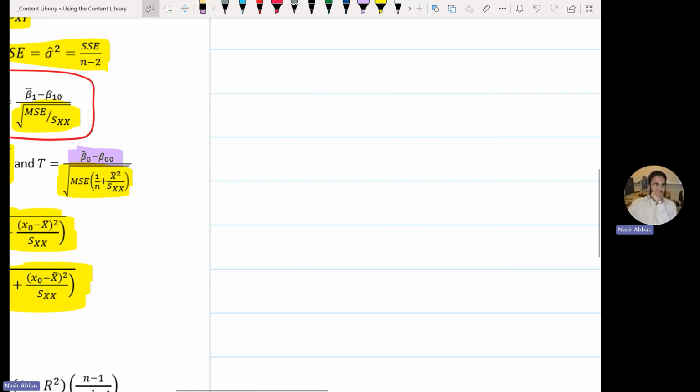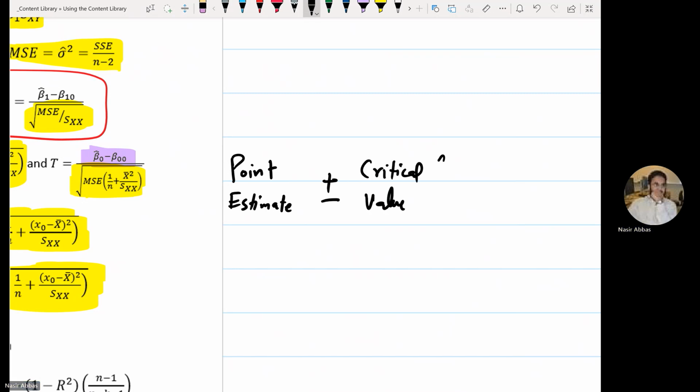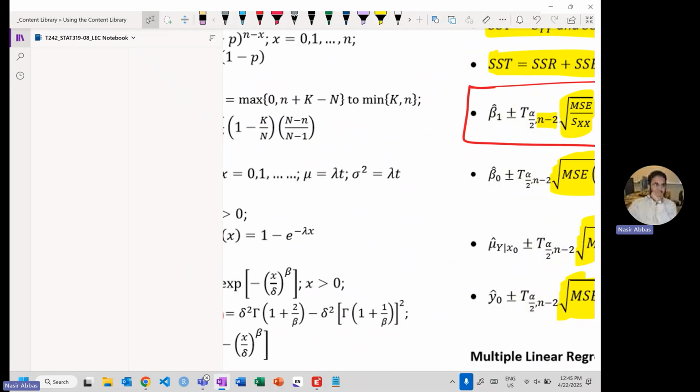Here's the general formula for any confidence interval. It is the point estimate plus minus critical value multiplied by standard error. This is the general formula for any confidence interval. You will have the point estimate plus minus a critical value either from Z or from T multiplied by the standard error. So you will pick this formula of standard error from the formula sheet and you will go back.